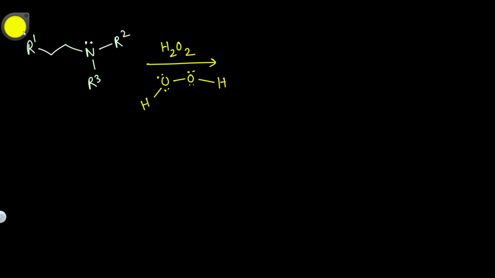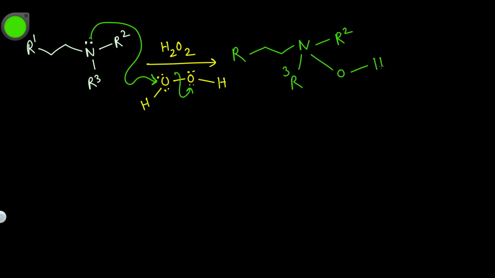Now what happened? This nitrogen lone pair will attack on this oxygen, and this bond will break. So you will get something like this. I will also tell you why this nitrogen lone pair is reacting on this oxygen. I will tell you the reason. Here is the R3, and you will get oxygen here, plus you get an OH minus, the hydroxide anion.